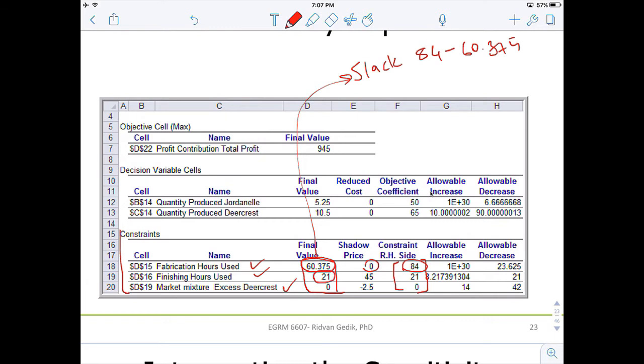Okay, on the other hand, in the finishing hours constraint, we do have a final value, the left hand side value of 21, and the right hand side value is 21 as well. Therefore the slack here is 21 minus 21, which is equal to 0. Therefore the fabrication hours constraint is non-binding because there is a positive slack here, but the finishing hours constraint is binding because the slack for that constraint is basically 0.